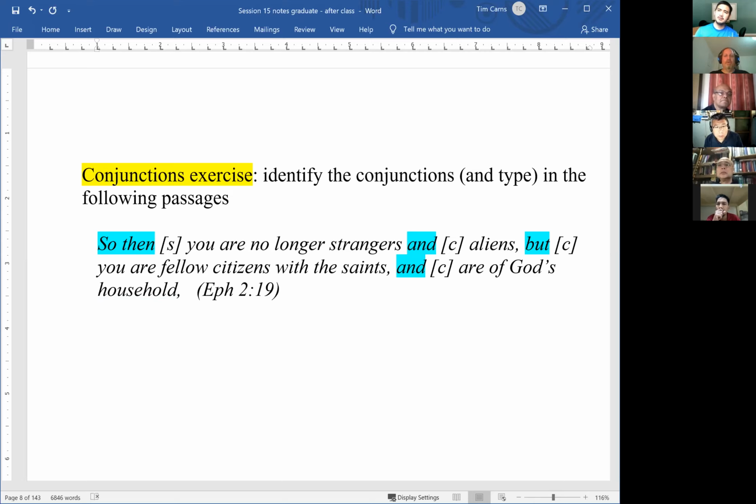Yes. Very good. Now, we talked about last week, we said the so then, which is introducing the sentence. The independent clause here is you are no longer strangers. But notice here that we have this so then introducing it. And we just said a moment ago that so then is a subordinating conjunction, which means normally they introduce a dependent clause. So what's going on here?